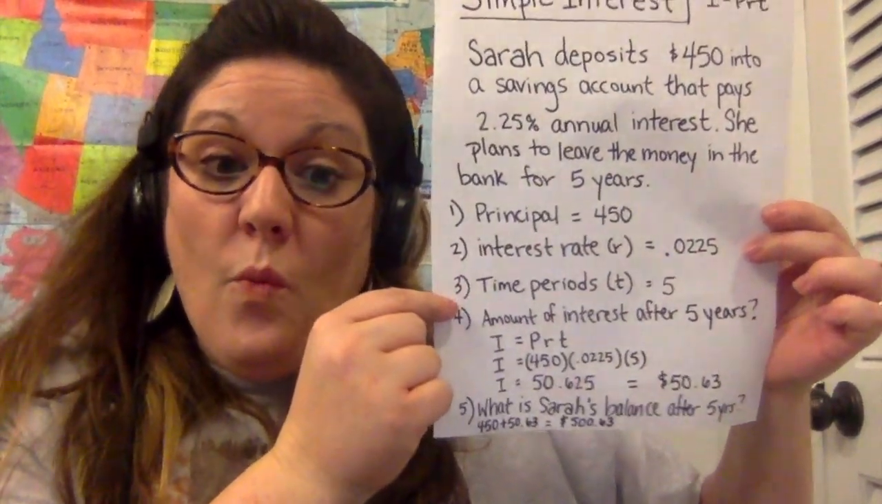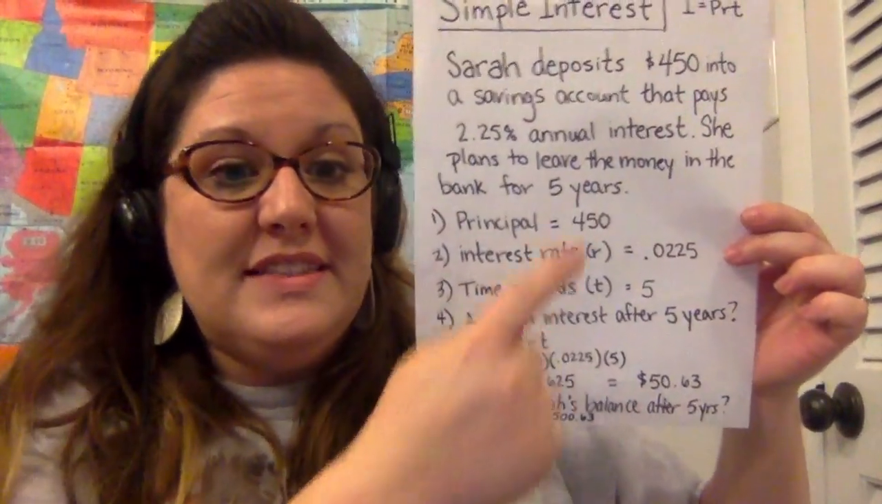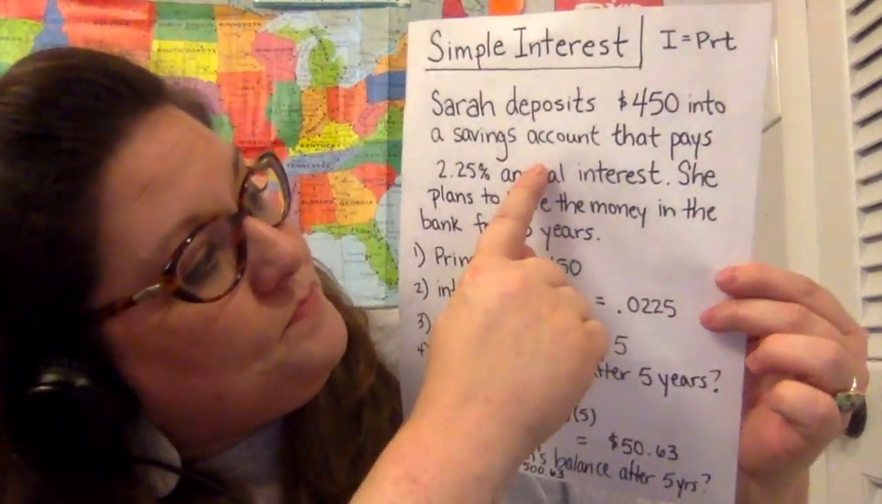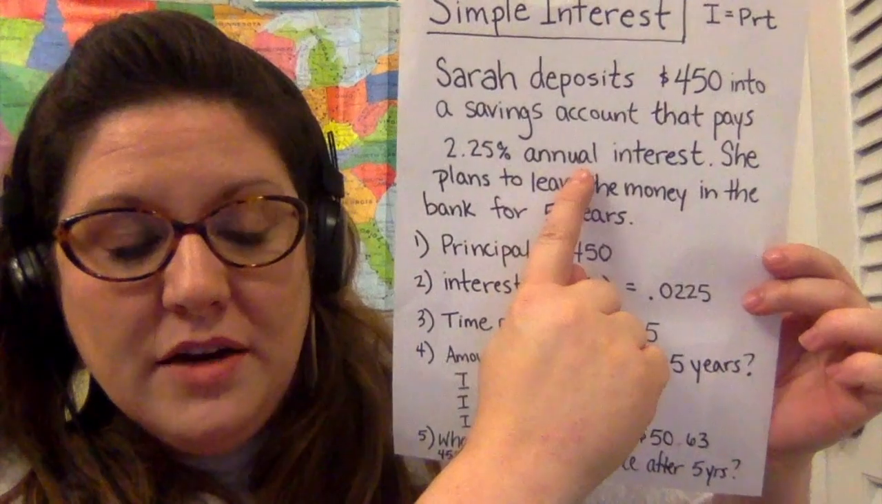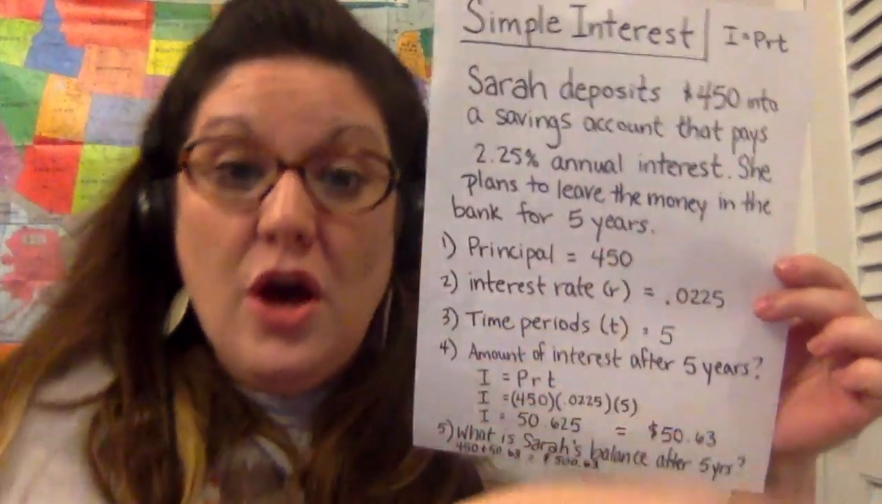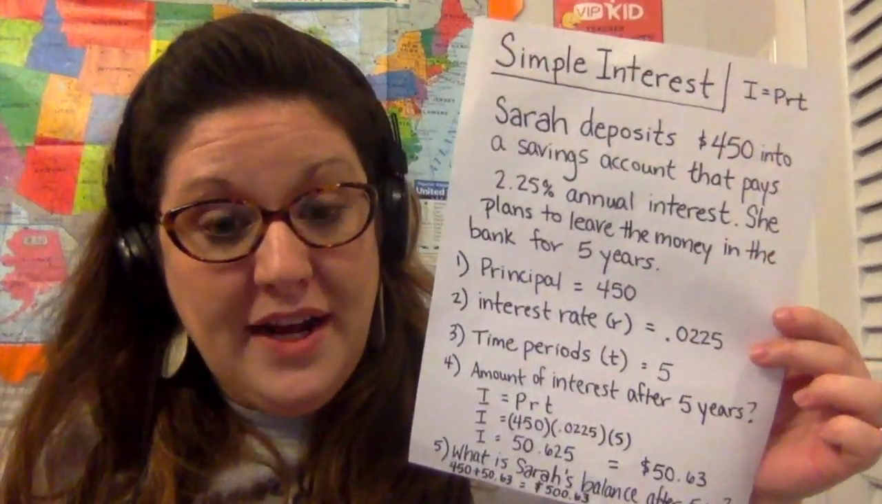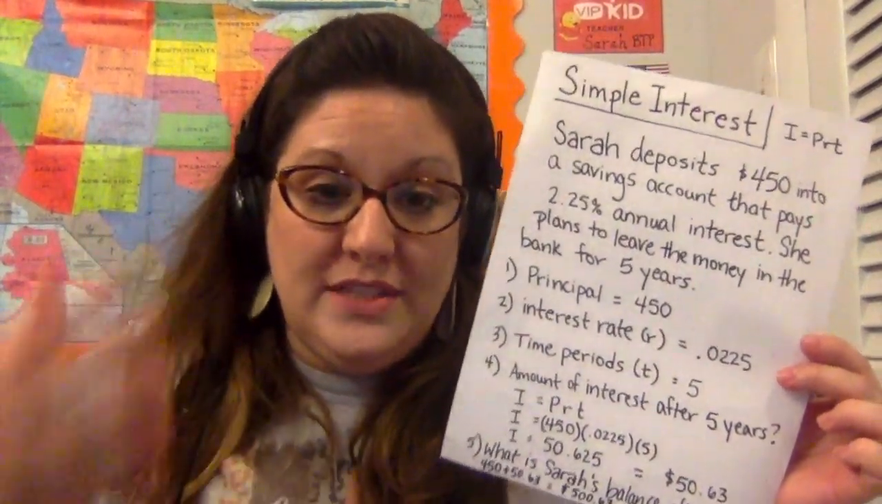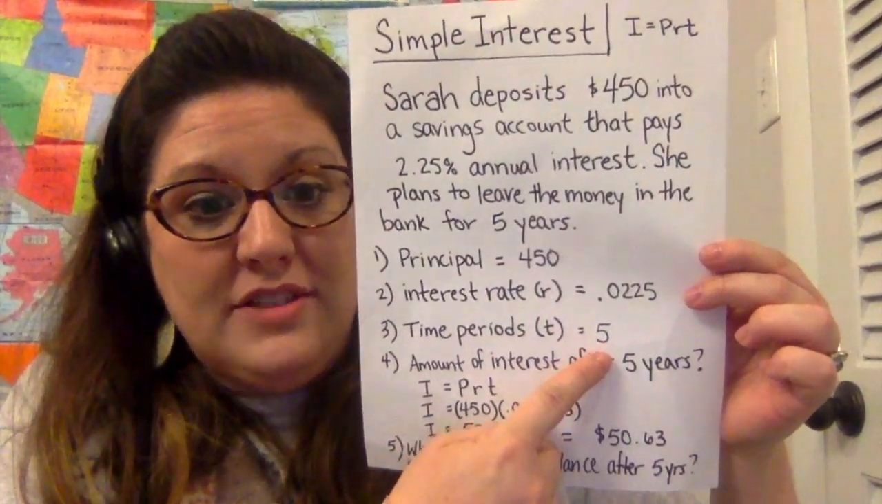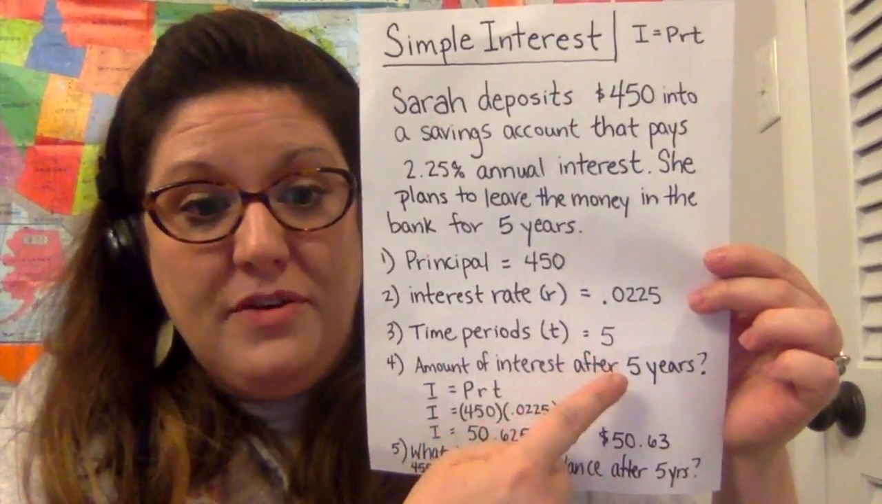Third, what are the time periods? Well, it says that we're calculating the interest annually, annual interest right here, and it wants to know about 5 years. So how many time periods over 5 years? How many annual time periods is that? That's 5 time periods. So our time periods is 5.